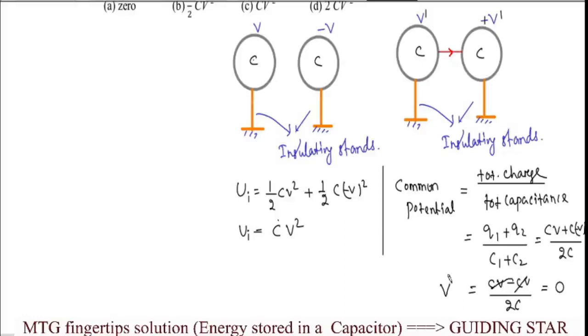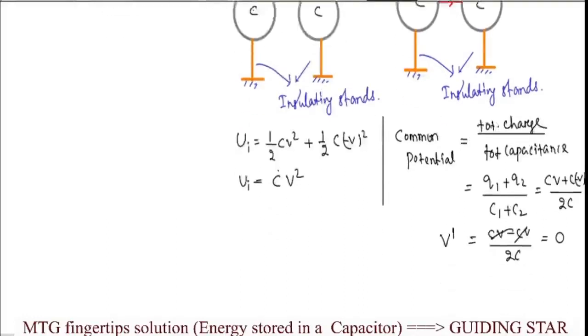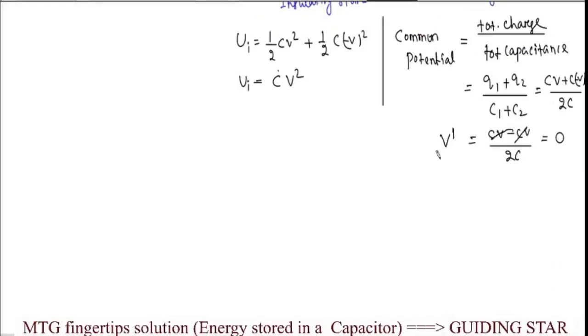So the common potential, if it is indicated by V prime, that common potential will be how much? That common potential will be 0 over here. If the common potential is 0, that means the final energy stored across the whole system which is connected, that will be how much? That will be the energy stored in the first plus energy stored in the second sphere.